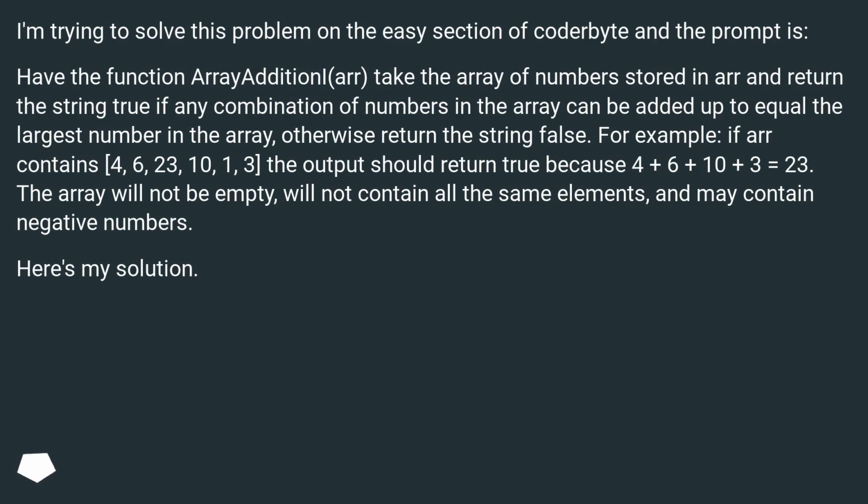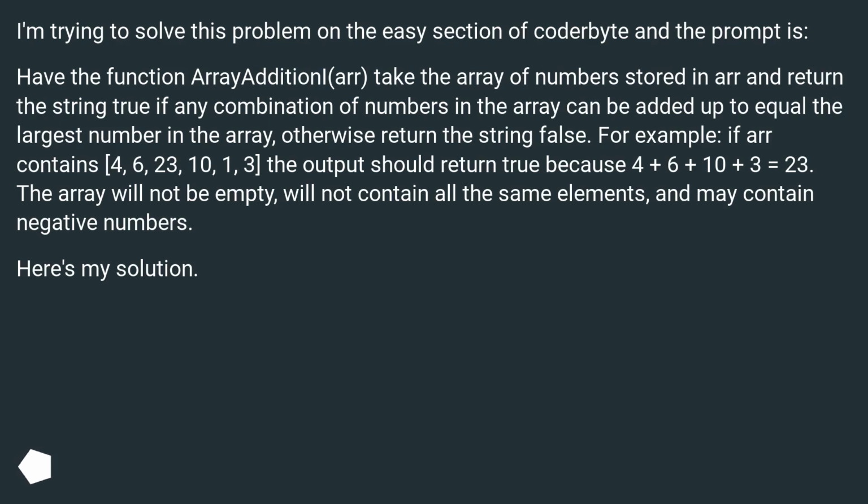take the array of numbers stored in arr and return the string true if any combination of numbers in the array can be added up to equal the largest number in the array, otherwise return the string false. For example, if arr contains [4, 6, 23, 10, 1, 3], the output should return true because 4 plus 6 plus 10 plus 3 equals 23. The array will not be empty, will not contain all the same elements, and may contain negative numbers.